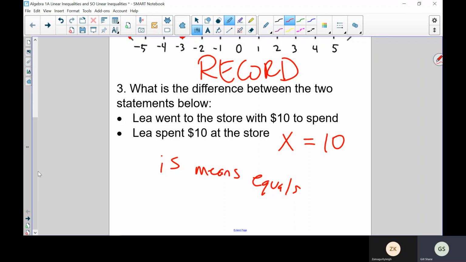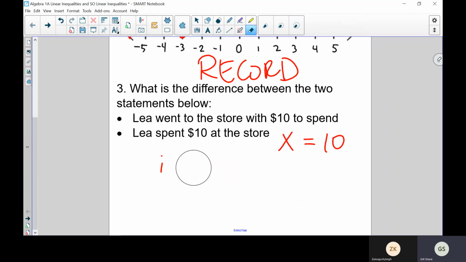But what's the equation for the first statement? What's the equation for the first statement? X, it's still X, because that's the amount of money she spends. There's nothing else, the only thing we don't know is the amount of money she spends. X equals, still just X.